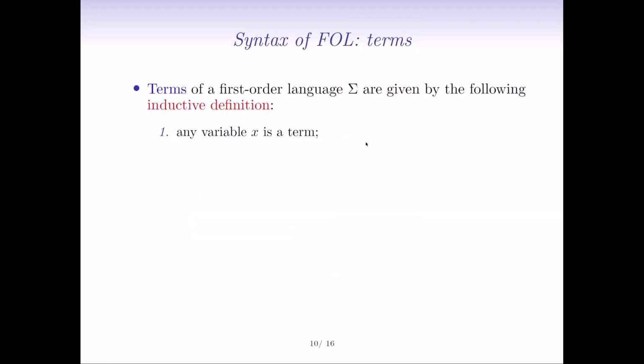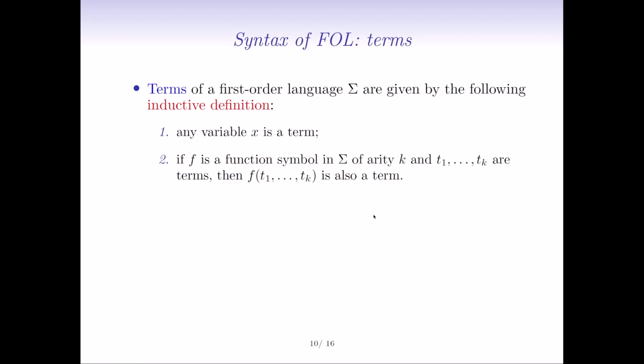Okay, so now I'm going to give the inductive definition of a term of a given first-order language sigma. I suppose that I've already fixed my first-order language, so I have my function symbols and predicate symbols, and now I'm going to explain inductively what I mean by a term. When I say inductively, I mean it's going to be similar to the definition of a formula in that I'm going to explain how to build up bigger terms from smaller ones. So first of all, any variable x or y or z, etc. is a term. Variables are terms.